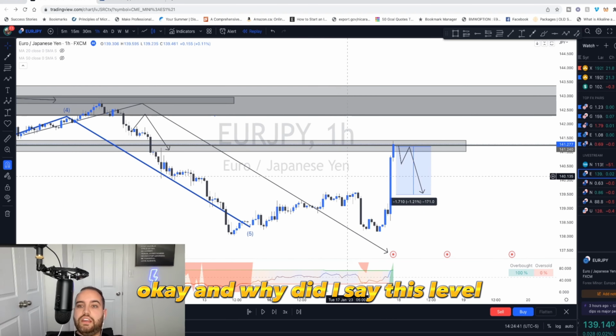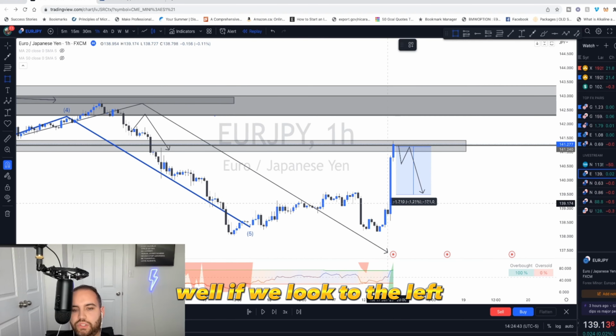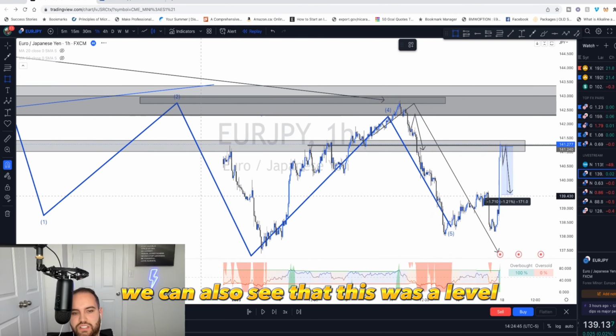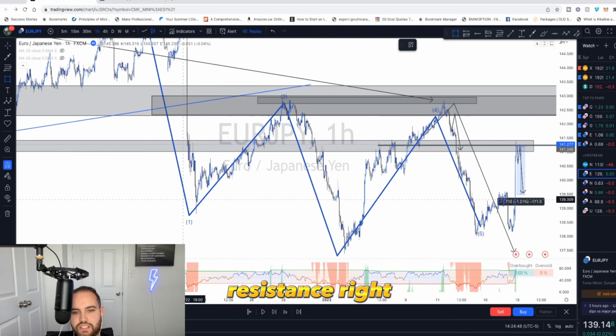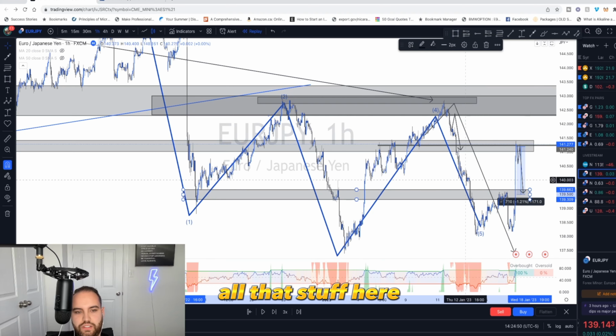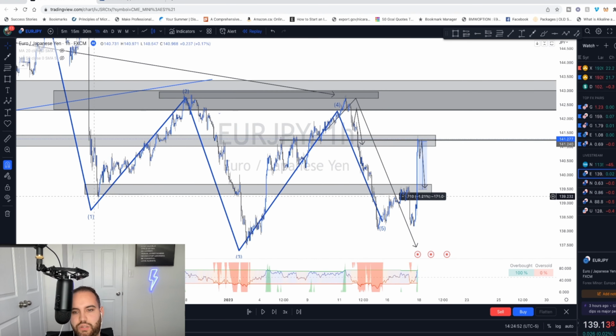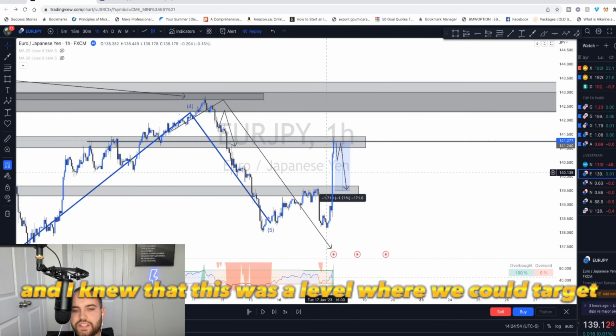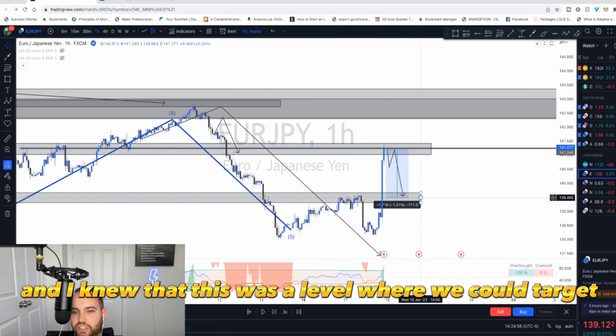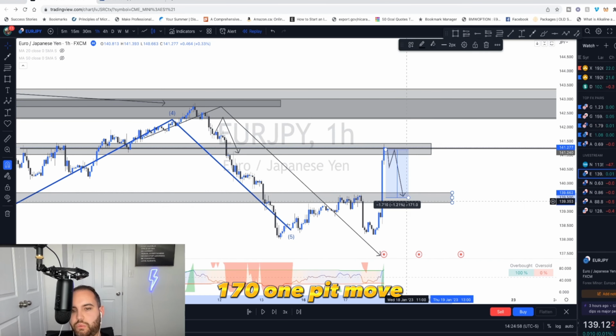Okay. And why did I say this level? Well, if we look to the left, we can also see that this was a level. Look at this. We got resistance, resistance, support, support, all that stuff here. Look, support, support, resistance, right? And I knew that this was a level where we could target. And this is what I told you, a 171 pip move.